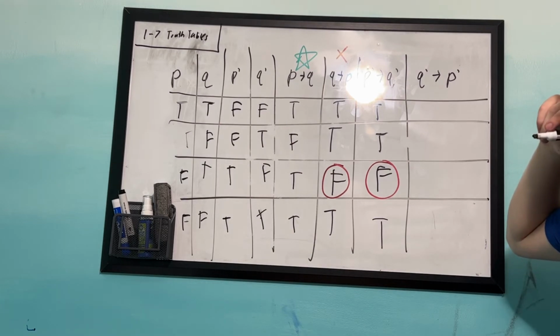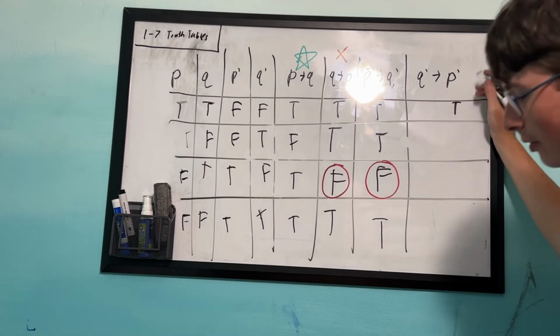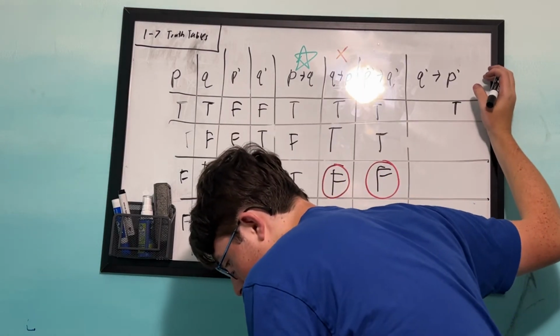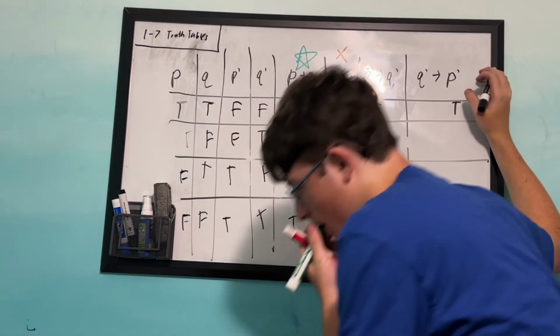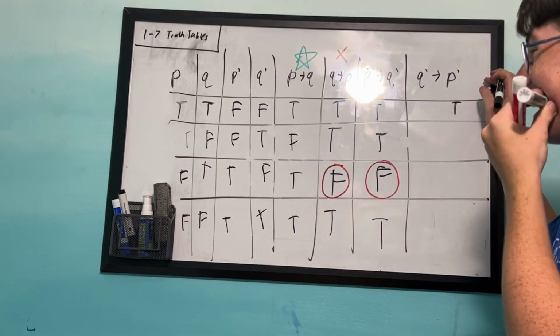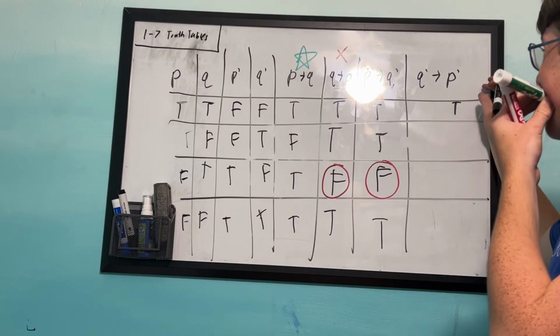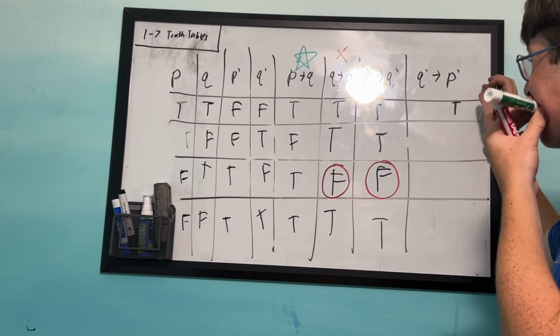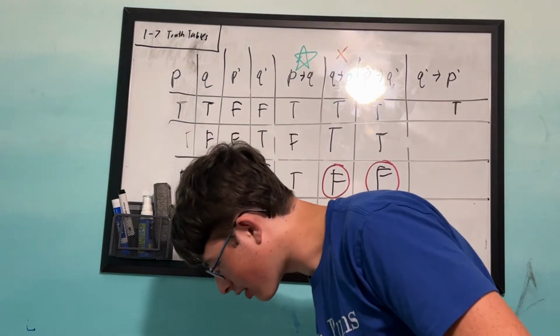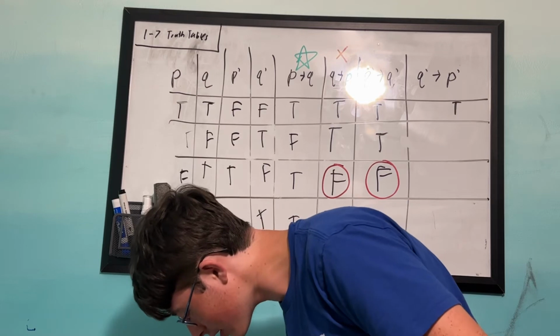Let's see. Yep. We're going to go check something. Contrapositive. Not Q, not P. Q. Hold on one second. I think I wrote down something wrong on my notes. That's my bad. Give me one second.